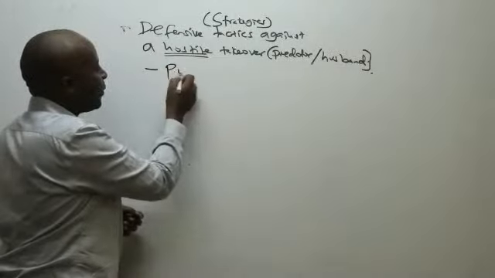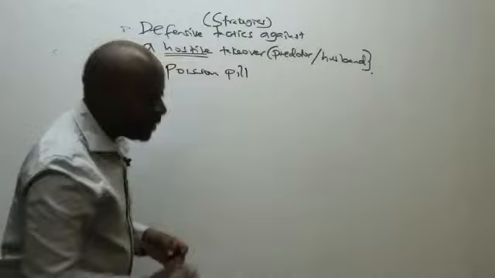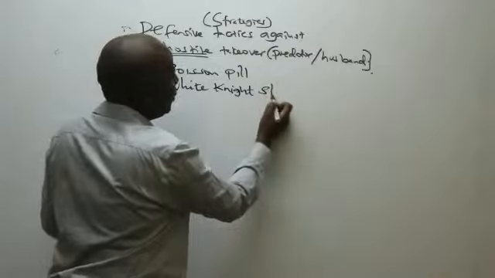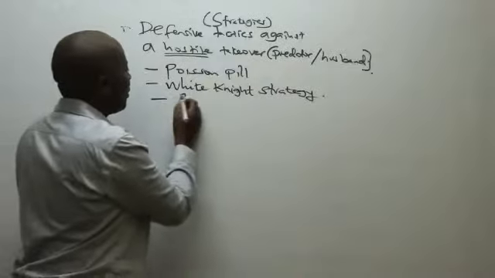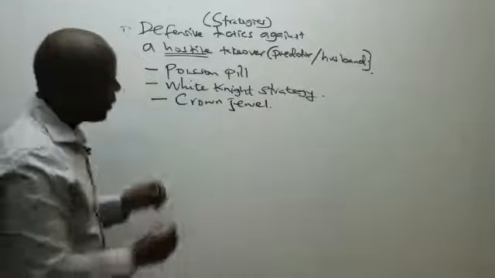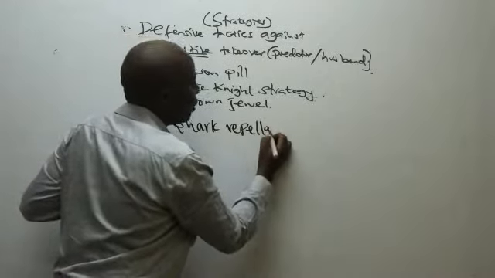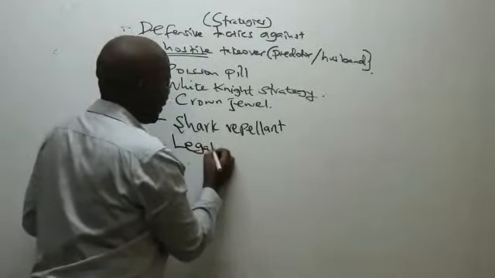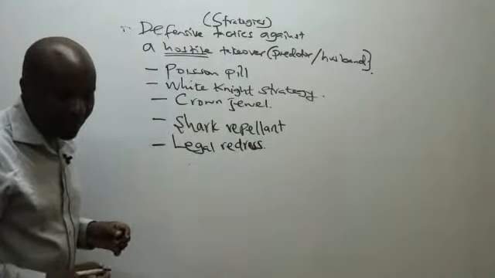I'll list all of them. I've seen the poison pill. Thank you very much. I've seen, ladies and gentlemen, the White Knight strategy. You guys are bright. I've seen the crown jewel. I've seen the shark repellent. I only want six of them. Legal redress. Are those all?